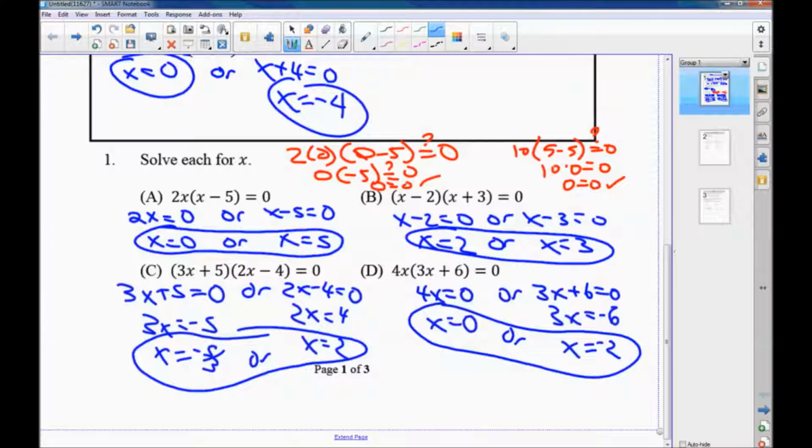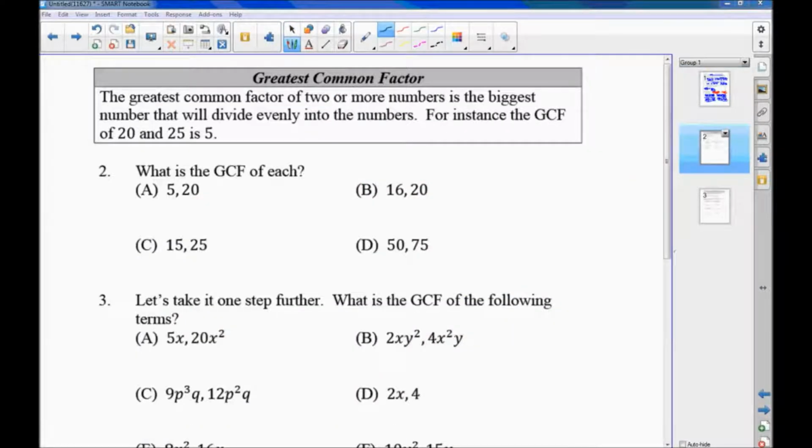All right, this concludes our first page. Let's flip it over and make it a bit harder. Okay, on the second page, we start off with a definition from grade school. It says the greatest common factor.